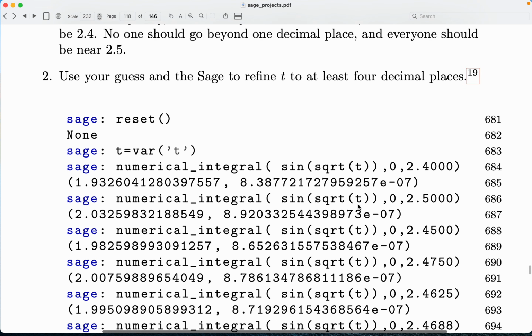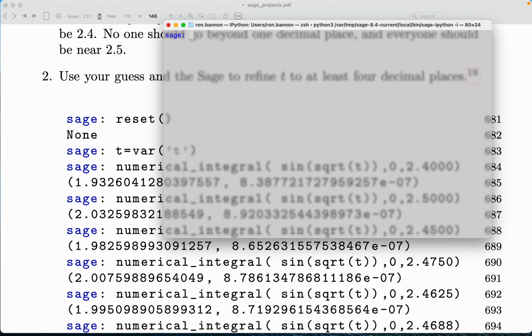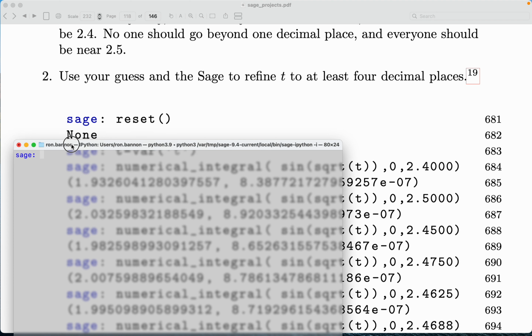Let me talk about one way to do the problem. I'm going to go to Sage and clear my screen. I'm going to do it a little differently than they did, but don't think you have to do it the same way. I'm going to say reset. I'm going to have two variables, x and t. They're variables.